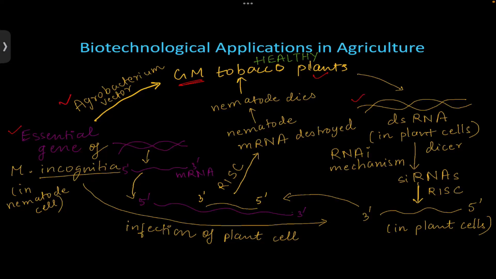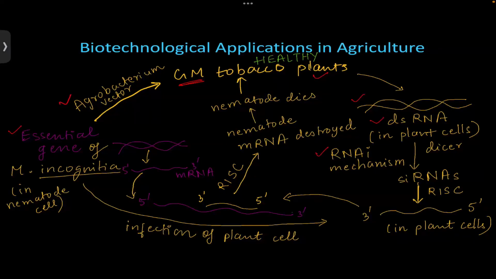What it means is, when this gene is transcribed within the tobacco plant cell, it will create double-stranded RNA molecules, where there is both the antisense and the sense strand. So this kind of double-stranded RNA molecule will be detected by the RNA interference mechanism. It will be detected by all the enzymes involved in this RNA interference mechanism.